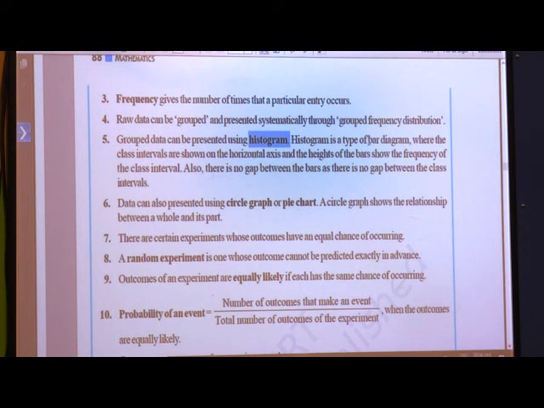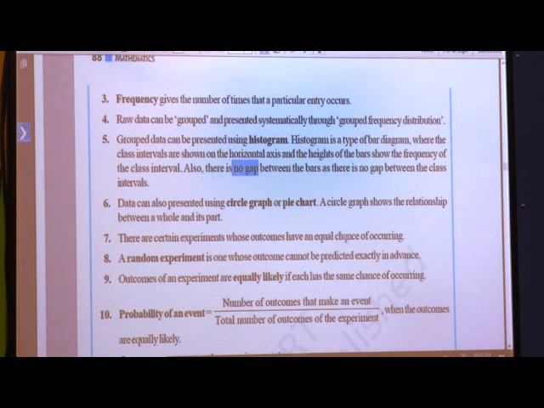Histogram is a type of bar diagram. It is a bar graph, where the class intervals are shown on the horizontal axis and the heights of the bars show the frequency of the class interval. Horizontal axis means the x axis, and the heights of the bars show the frequency of the class interval on the y axis. Also, there is no gap between the bars.